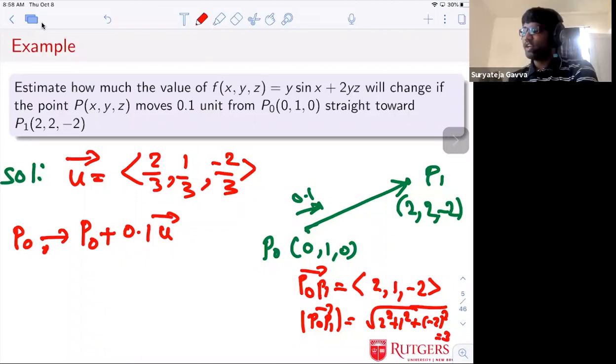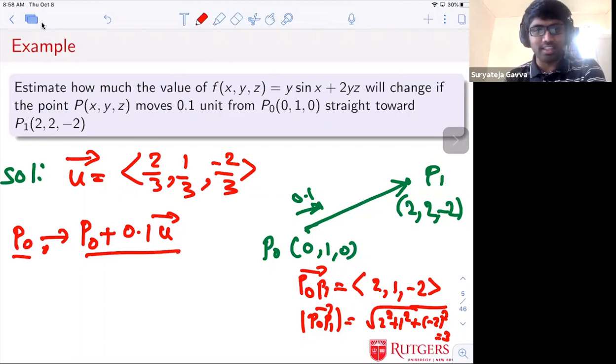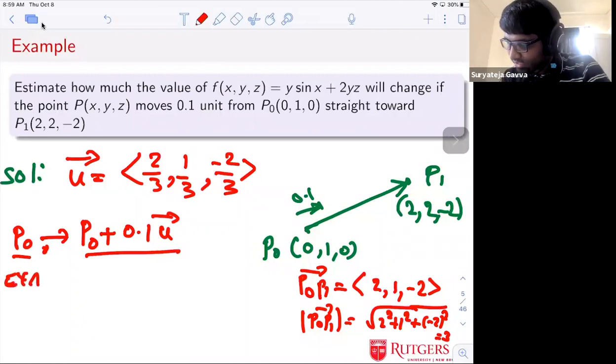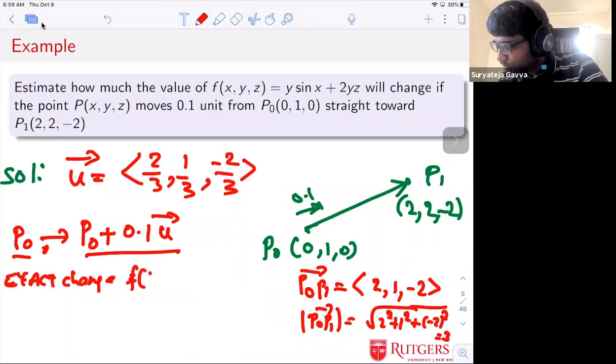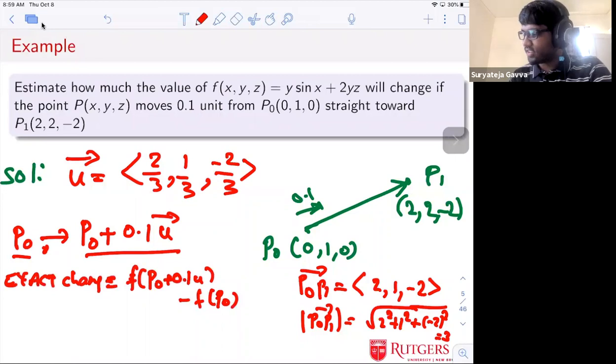Before the gradient, you would just compute the value of the function at these two points and subtract the values, if you want to get the exact change. So if you want the exact change, it is nothing but f at P0 plus 0.1 u minus f at P0. This will give you the exact change.